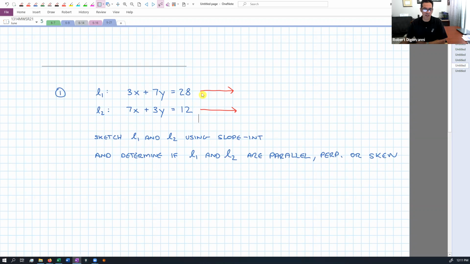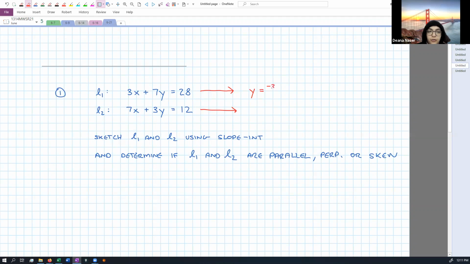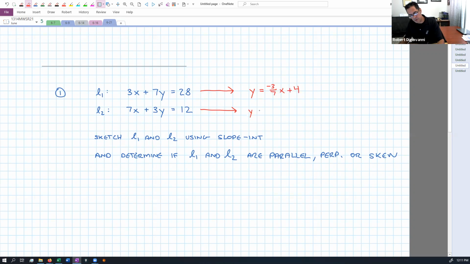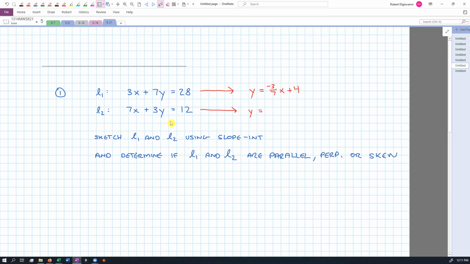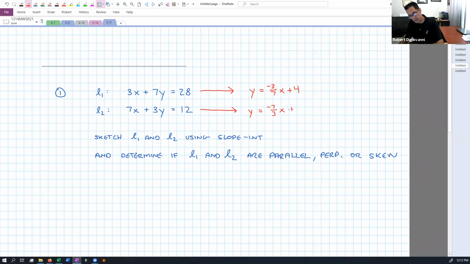We'll do Dina, and then we'll do Bonnie. Dina, on line one, when y'all solved for y, what did you get? Y equals what? Y equals -3/7x+4. Okay, I think I agree with that. Bonnie, what did y'all get on yours for the second one? We got y equals -7/3x+4. Plus four again, yes?